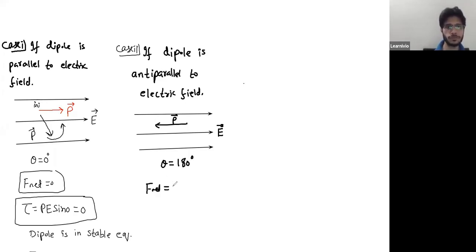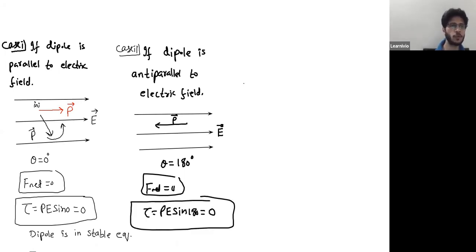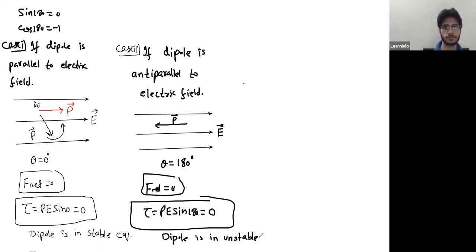The net force is always 0. But the torque will be PE sine 180. So what is sine 180? Sine 180 is 0. Remember a few values: sine 180 is 0, cos 180 is minus 1. So no torque, no force. Your dipole is in equilibrium. The dipole is in unstable equilibrium.